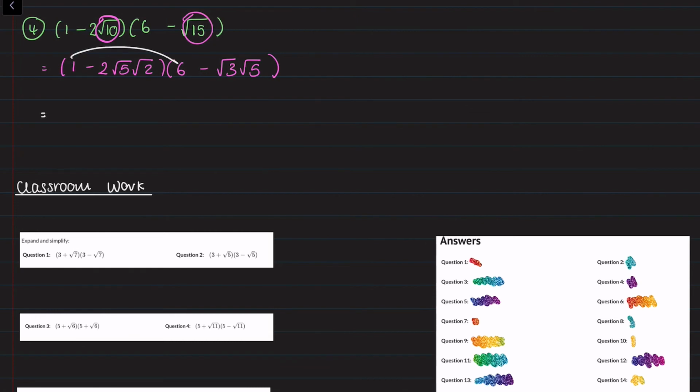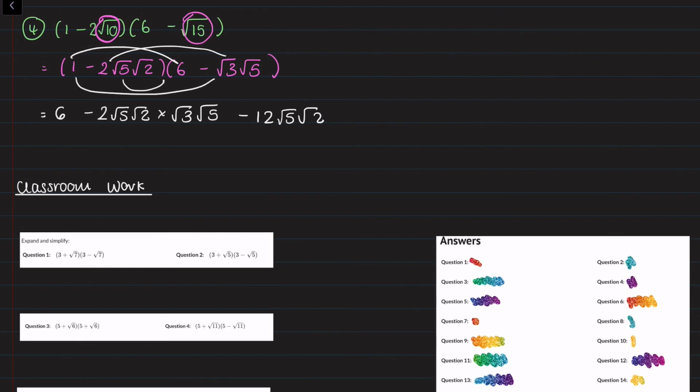So I have 1 times 6, which is 6. And I'm going to have minus 2 root 5 root 2 times root 3 root 5. I'm going to have minus 12 root 5 root 2. And then minus root 3 root 5.